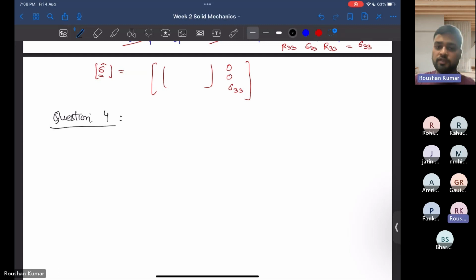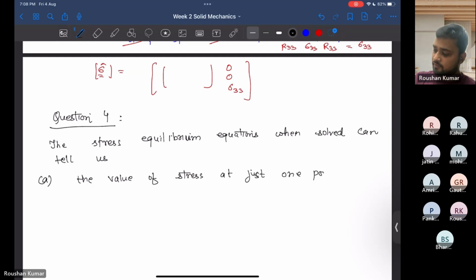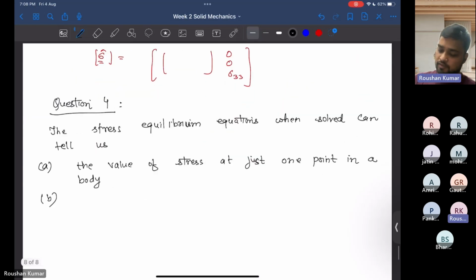So question number 4 is based on the stress equilibrium equation. That is the stress equilibrium equation when solved can tell us. Option A is the value of stress at just one point in a body. The second option is the value of traction at just one point in a body.